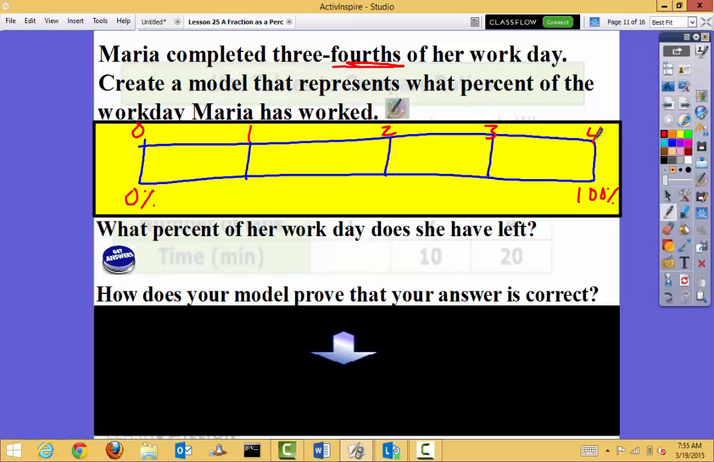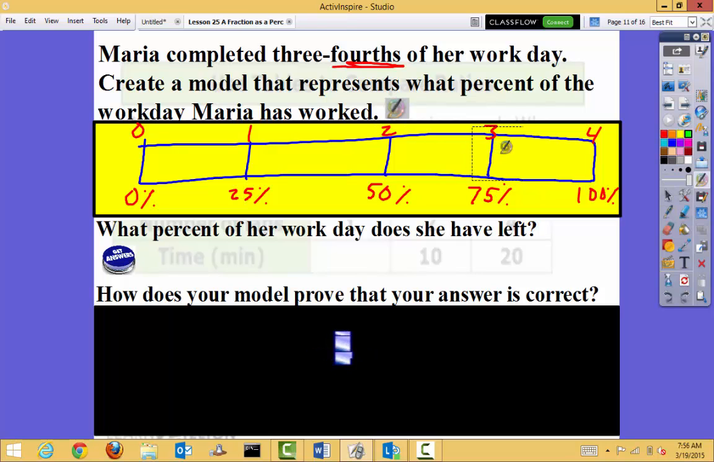Now I can easily figure out, well, what is 1 part out of 4? Well, that's 25%. What is 2 parts out of 4? Well, that's 50%. And then I can see I'm counting by 25, so this 3/4 will be 75% for my model.